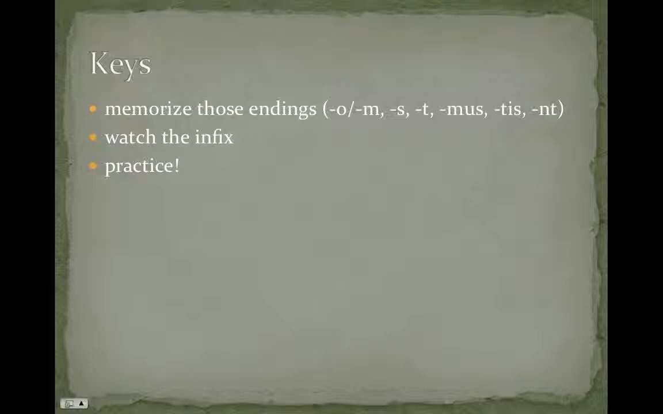So the keys again, just as they were for the first conjugation: memorize your endings, watch that infix, and practice. And now you can start to realize why recognizing the first and second conjugation is so important. If you don't realize that, you'll be able to read a first conjugation verb and a second conjugation verb, and you'll be able to recognize the tense. But forming it is going to be a very different thing. You have to know whether that stem has an A or an E in it.